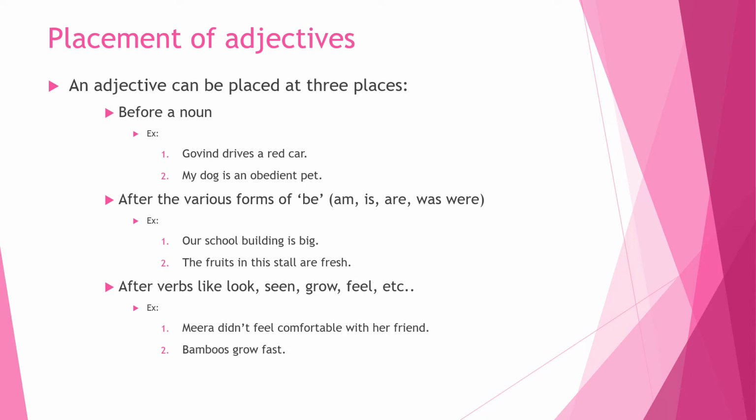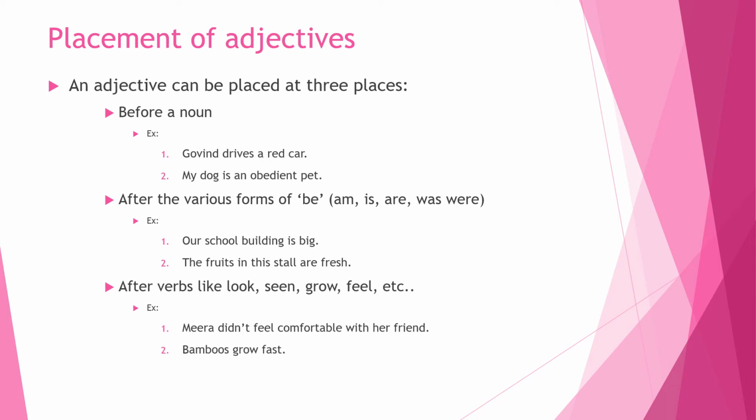In the next example, bamboos grow fast. Here in this example, the verb is grow. So, we place an adjective after the verb grow. The adjective in this sentence is fast and the verb is grow.